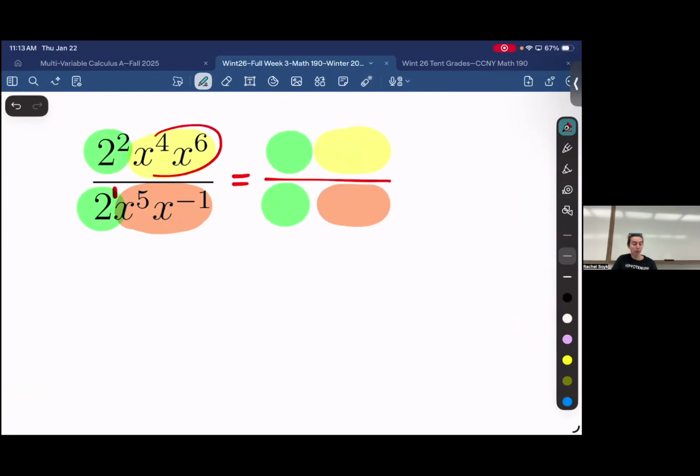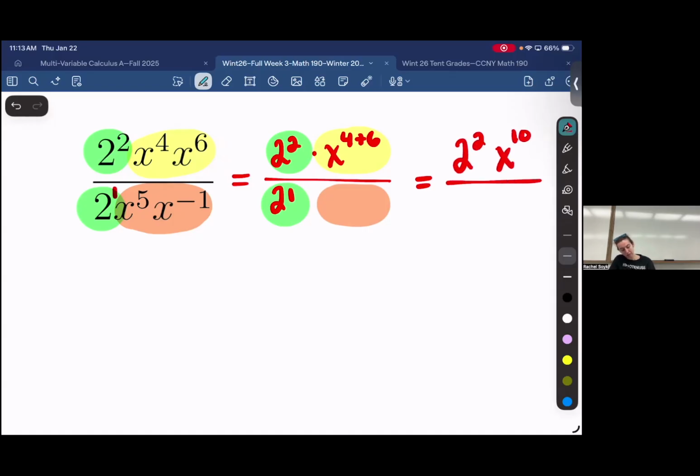So when you multiply terms that have the same base, what are you doing to the exponents? Adding them. So we'll keep the 2 to the second as is for now. Then we have our x to the 4 plus 6. Good. And then we have x to the 5 minus 1. Good.